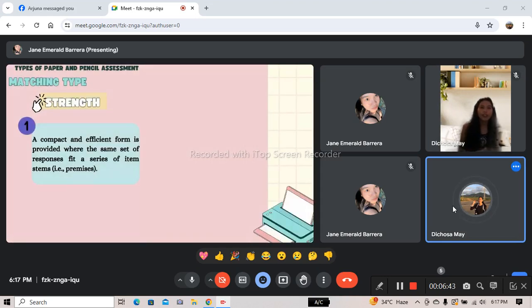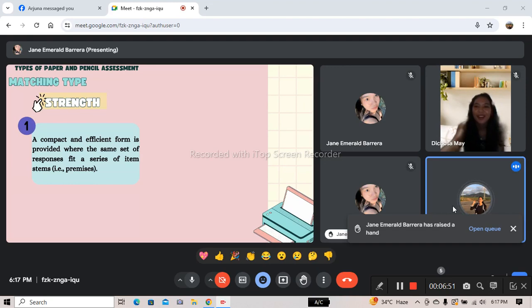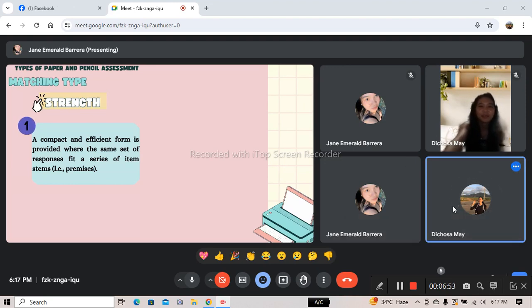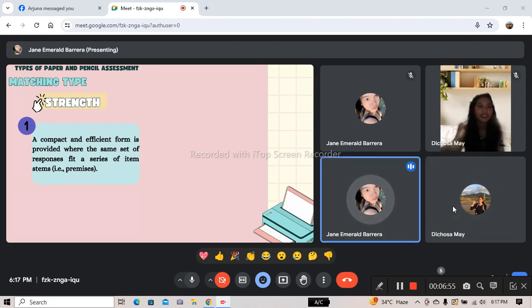The first strength of matching type of test: first, a compact and efficient form is provided where the same set of responses fit a series of item stems or premises.